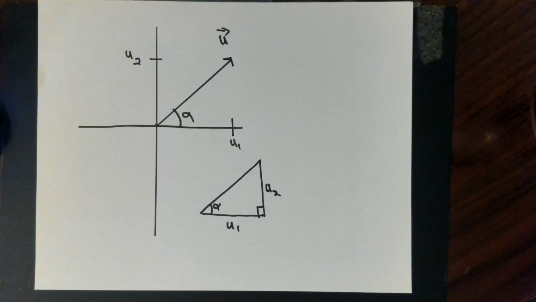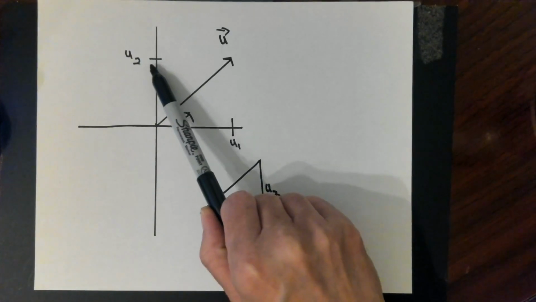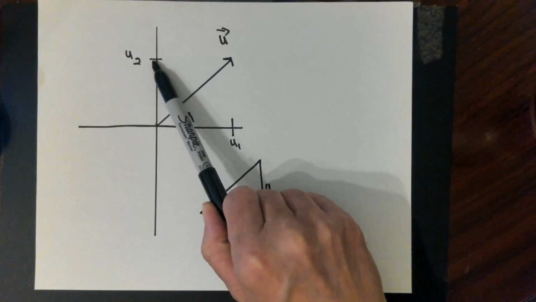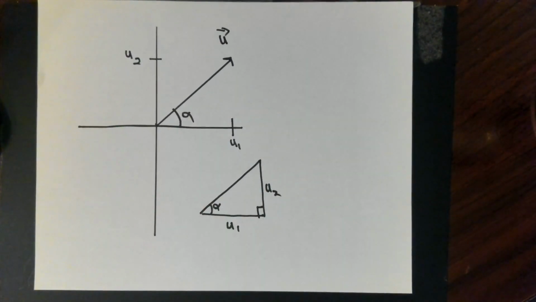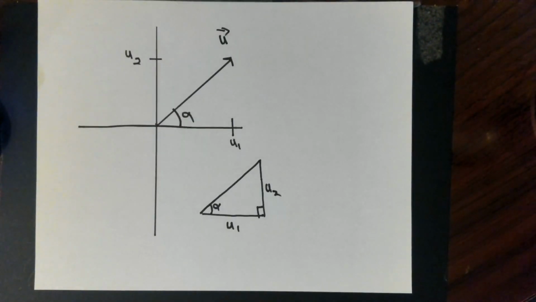If I have a vector u, its first component is u1, its second component is u2, think about the angle alpha that the vector makes with the positive x-axis.